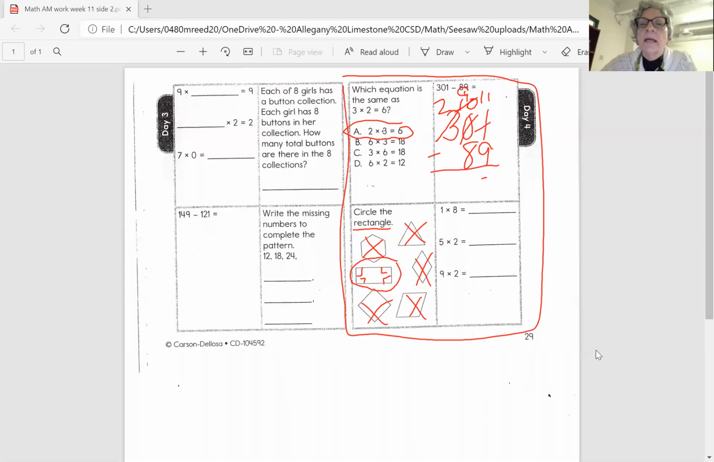So 11 minus 9 is 2. 9 minus 8 is 1. And let's not forget our hundreds. 2 minus no hundreds is 200s. So our answer for that is 212.